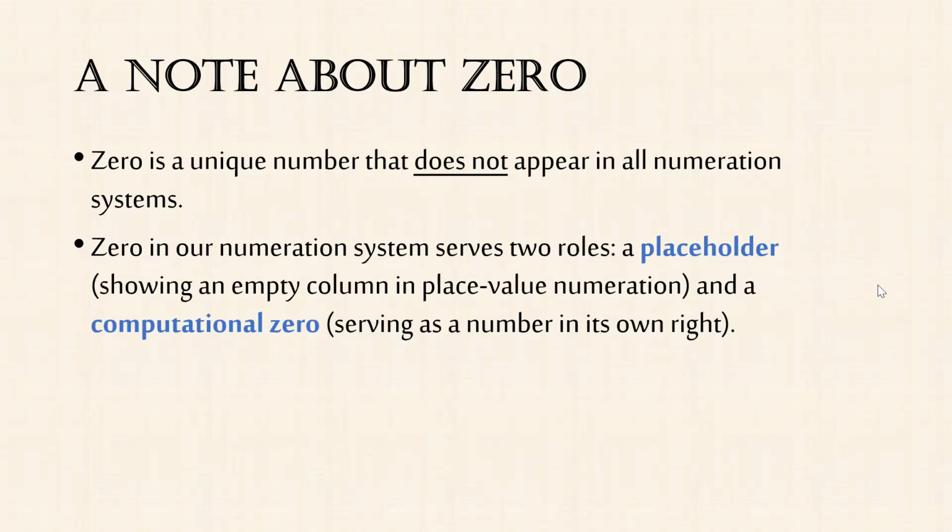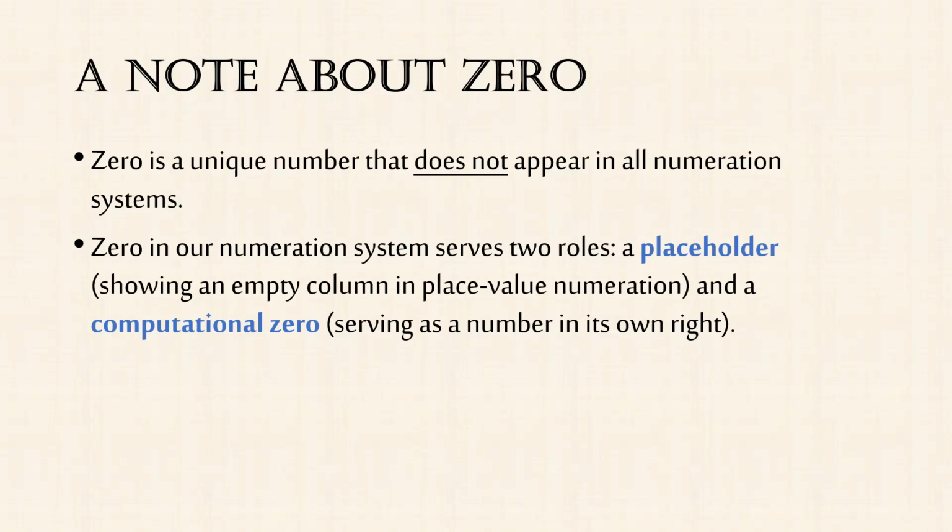There's 2 roles that 0 serves, and one of those is to be a placeholder. So in the number 400, those zeros are placeholders. They're telling you that the 4 is in the hundreds column and not in the tens column or the ones column or the thousands column.